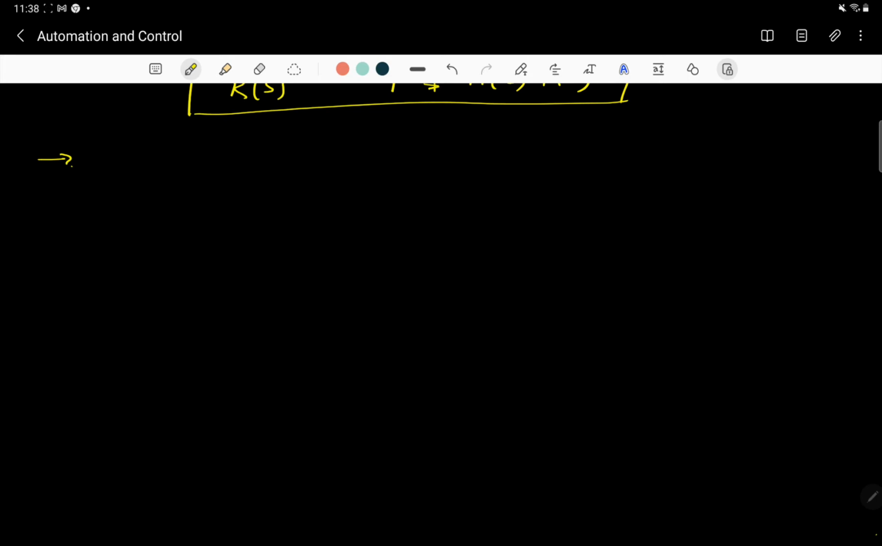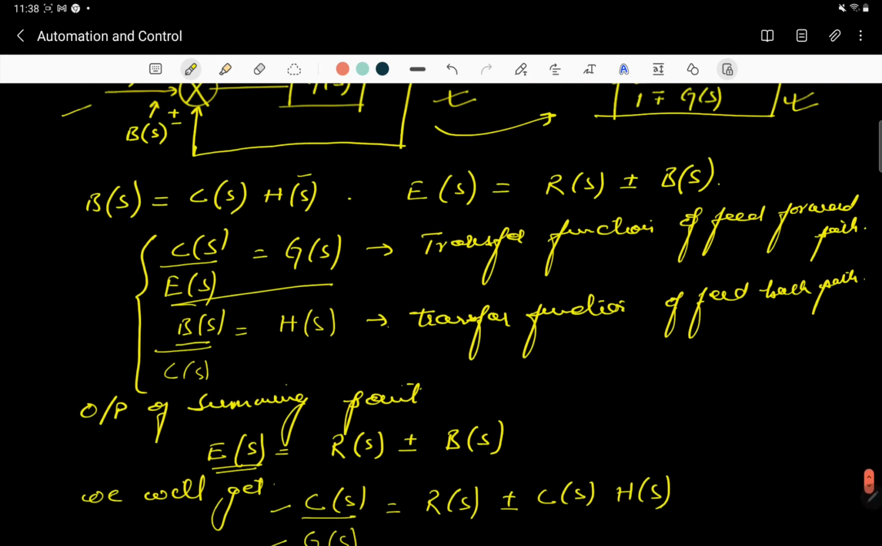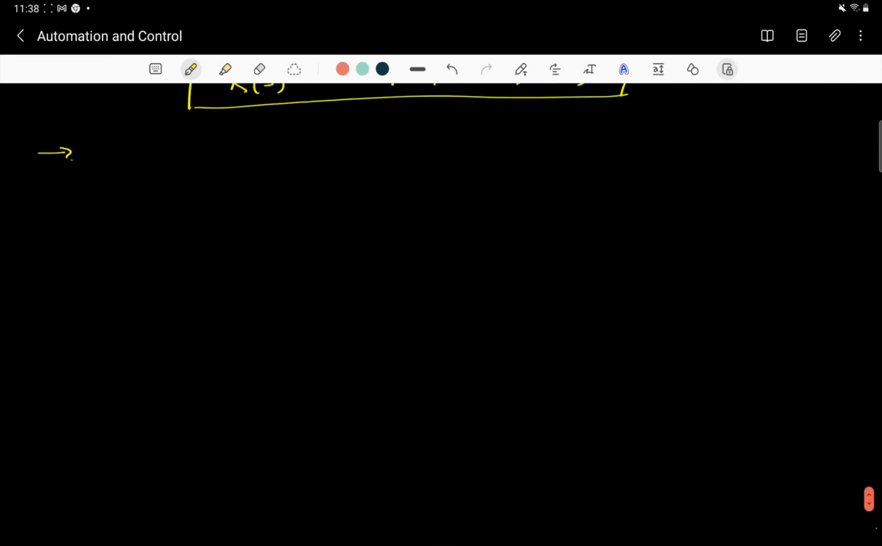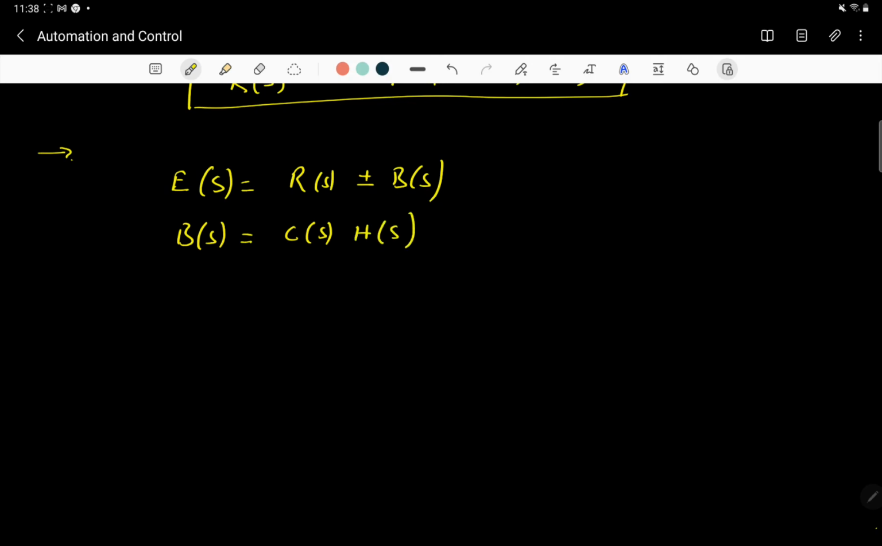If we are going to relate the transfer function relating E(s) and R(s), you can see E(s) is here, the error, and R(s) is here. If we are going to have the transfer function relating both of these, then how can we do it? From the above block diagram, you can very easily determine that E(s) is simply the error, which is R(s) plus or minus B(s). And B(s) is simply C(s) into H(s). So very easily we can do this.